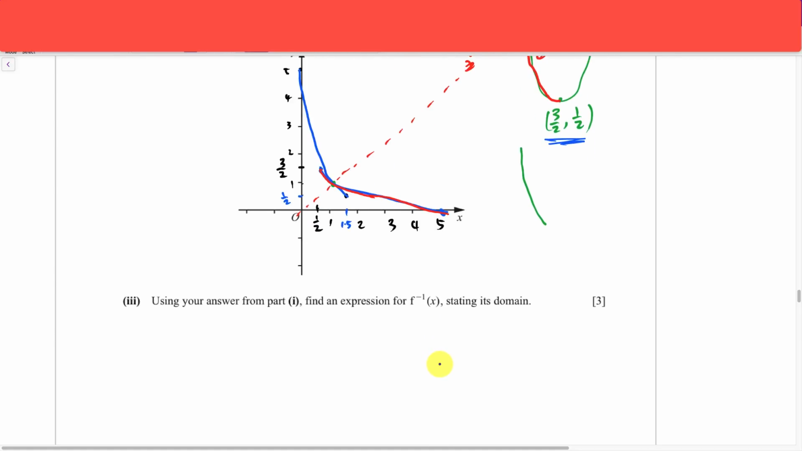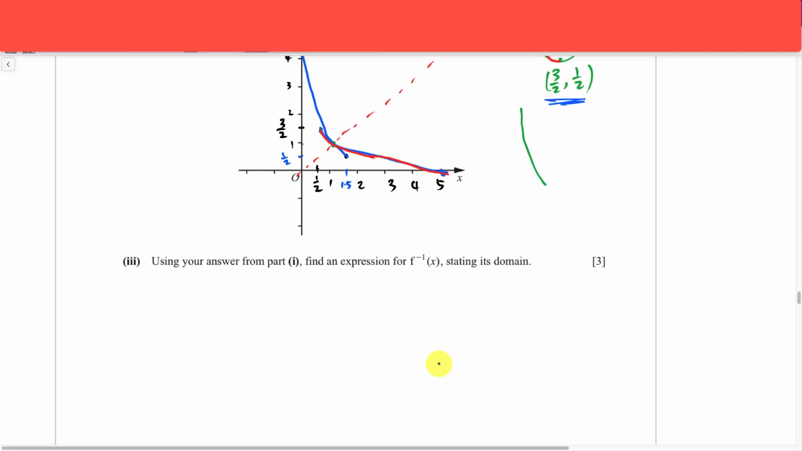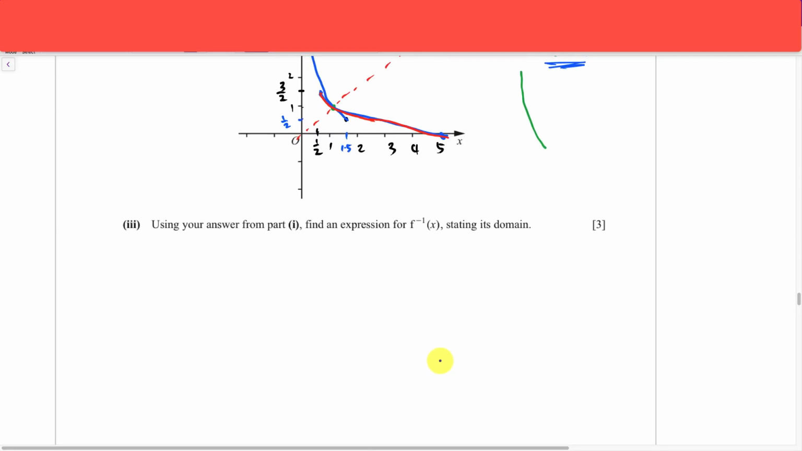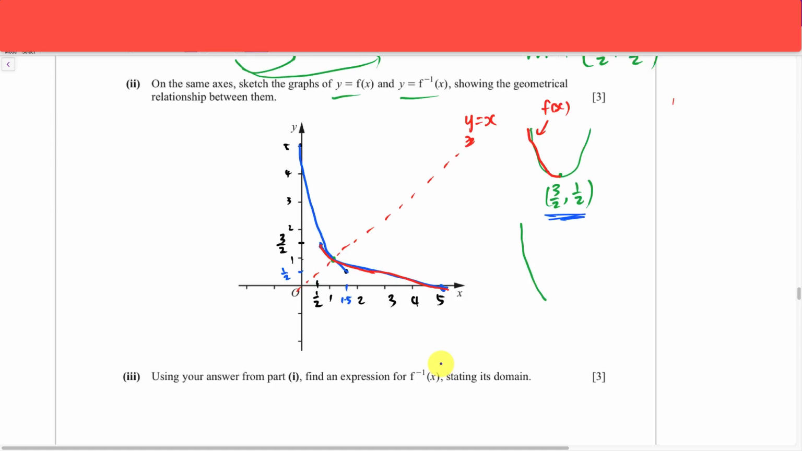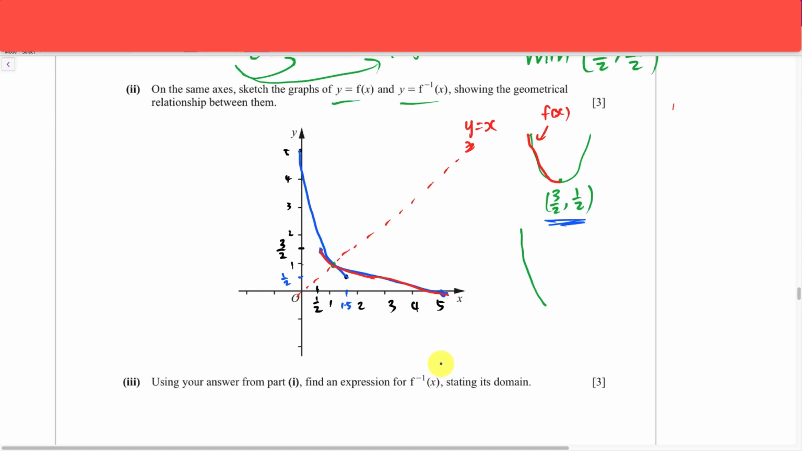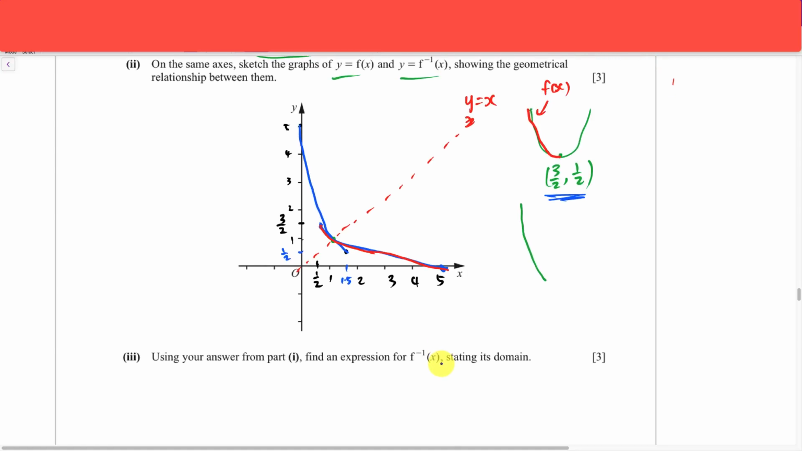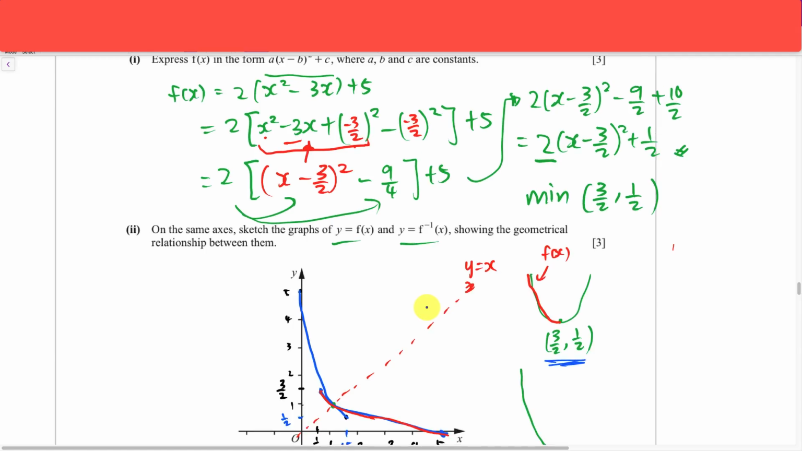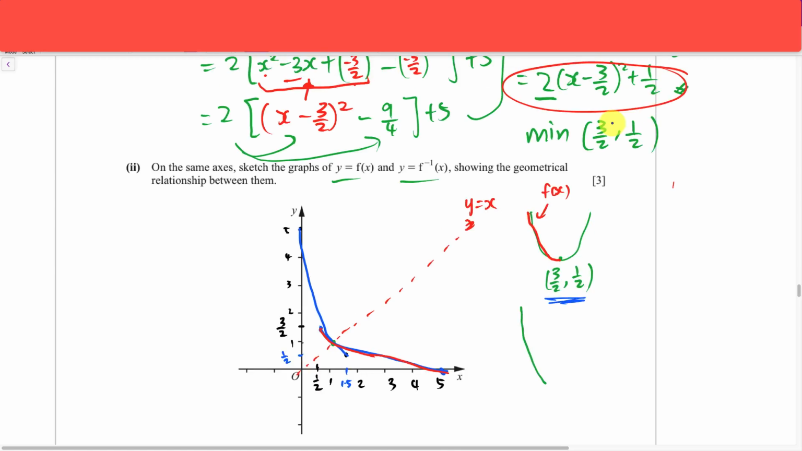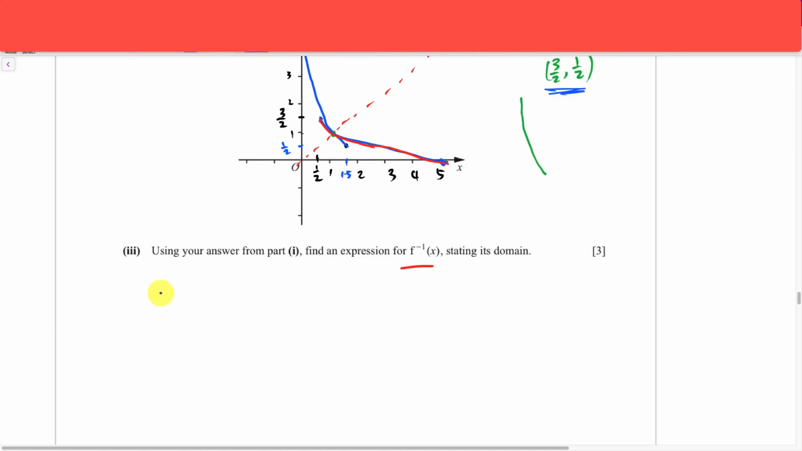Alright, so using your answer from part 1, find the expression for this one, and state its domain. Basically this is quadratic, right? You want to find the inverse, so you must take the equation after you did the completing square. So I will take this one and let y become the whole thing.